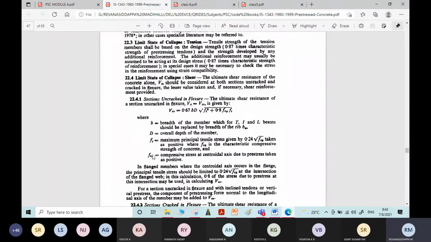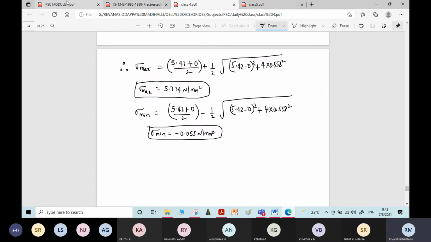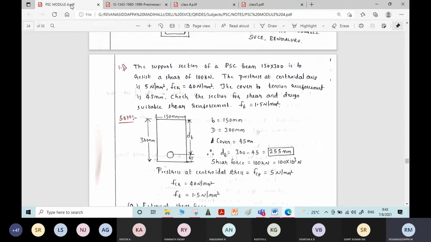Most of the times FCP will be directly given. If not given, we can calculate. Using all these formulas, we will calculate VC naught, the shear resistance of the member.